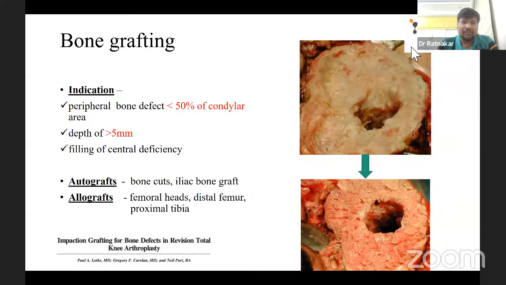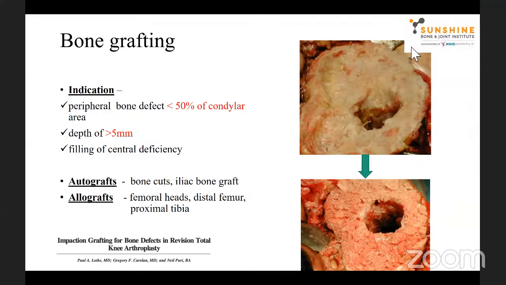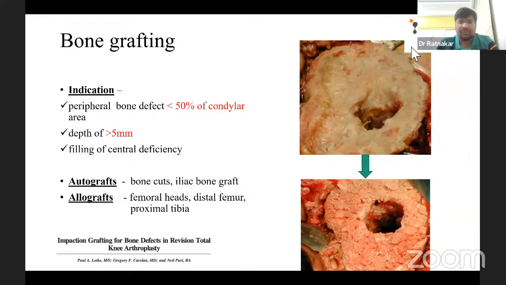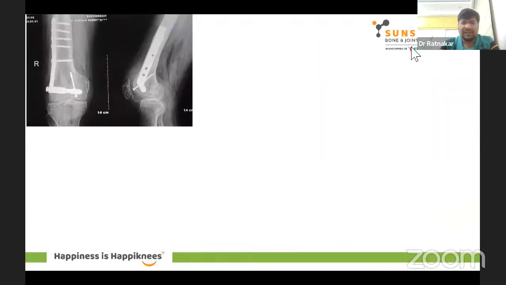Then another option is bone grafting. So these bone grafts can be autografts from the bone cuts available, or you can take the iliac bone graft or allografts like the femoral head, distal femoral, or proximal tibia. So bone grafting is usually used in the conditions where there are less than 50% of the condylar area and a depth of more than 5 millimeters. I'm going to give you an example.